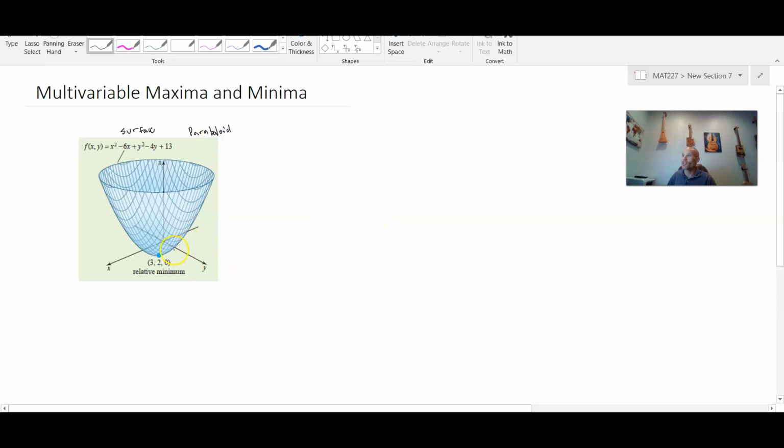And so the question is, how do we locate such a minimum? Again, this could represent minimum cost. So in this case, we see that this is indicated as x equals 3, y equals 2, z equals 0. So for inputs of x equals 3 and y equals 2, we could say we get a minimum z value of z equals 0.